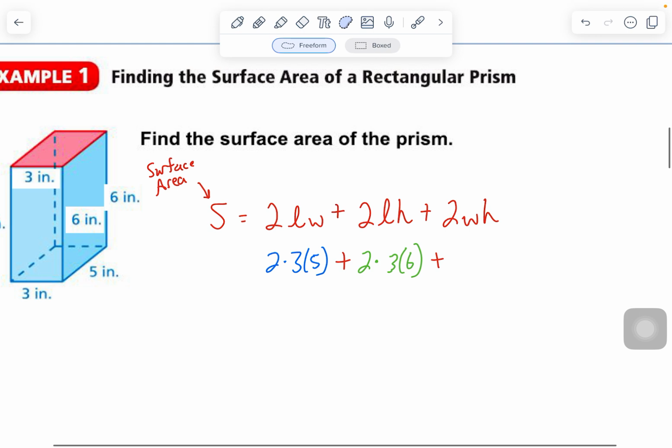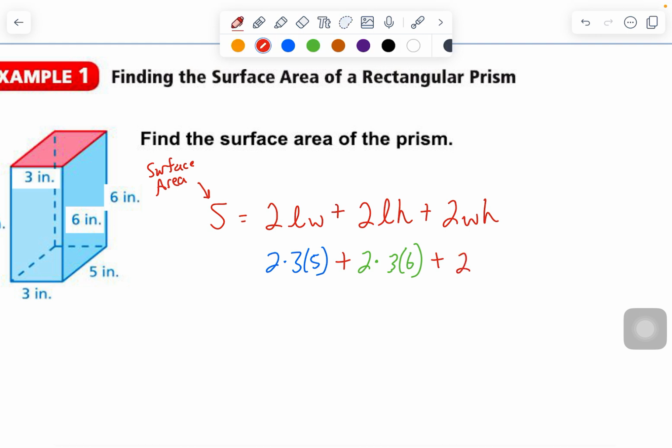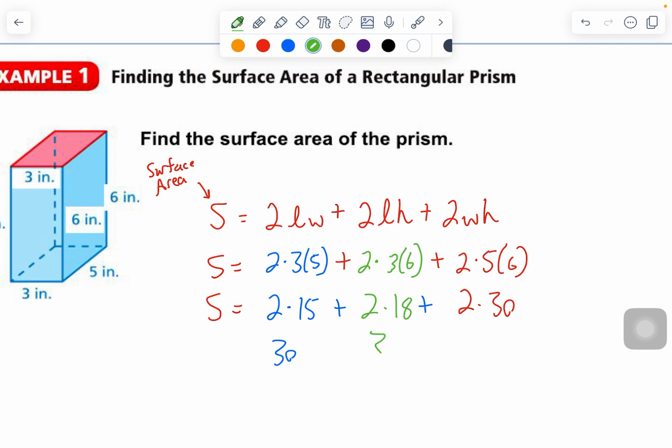So what we end up getting is on that side 2 times 5, times 6. So our whole surface area is going to be, let's see, 2 times 15, 2 times 18, and 2 times 30. And then we're going to add these together, and we get 30, 36 and 60. Sorry, I changed my color up there. 156, I think. And let me check because I went really fast.